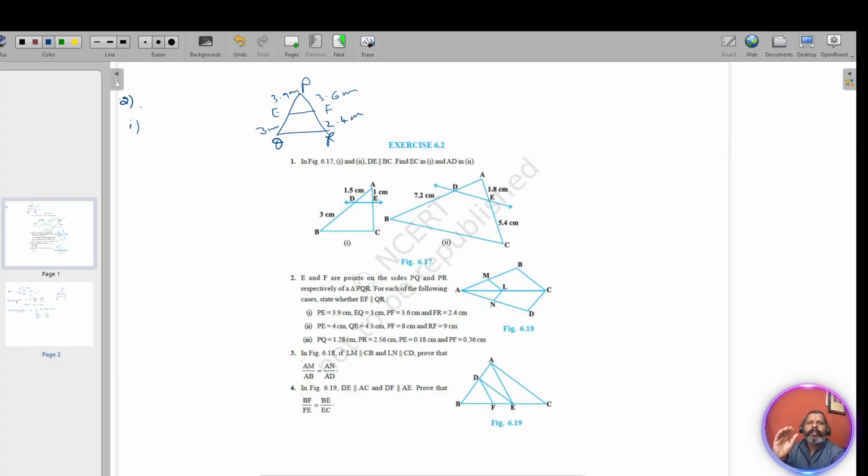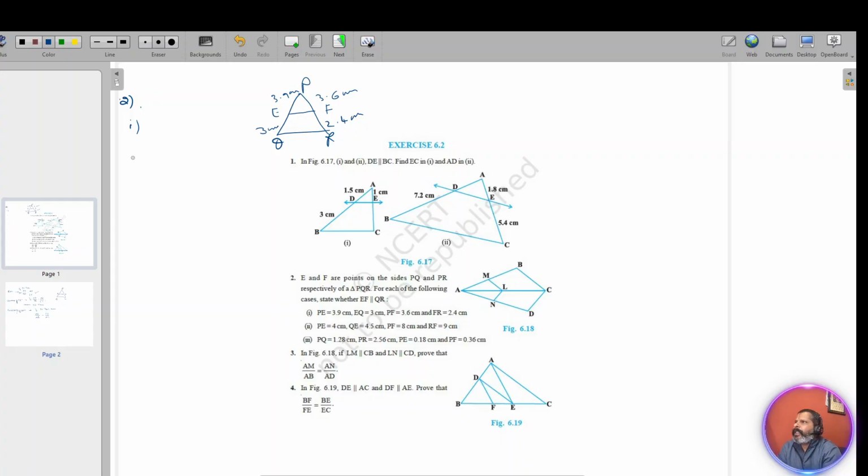Just find the ratio. If the ratios are equal, then we say the line is parallel, which means EF is parallel to QR. It's exactly the converse of BPT. Before you jump into the geometrical problems, please have the concept or understanding of the theorems first. What does the theorem say? What is given in the theorem? What is to be proved in the theorem? If you know these two things properly, problems will not be difficult at all.